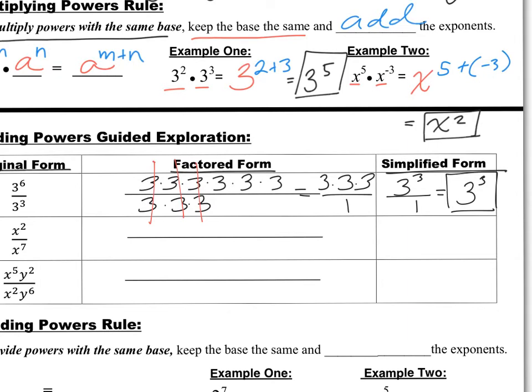In the next example, we're looking at x squared divided by x to the 7th power. So factoring that out, I get x times x. And then on the bottom, I have 7 x's. When I simplify what's in factored form, I'm left with 1, 2, 3, 4, 5 x's. But what's on the top? On the top we have 1. The 2 x's canceled out, and as our denominator we have 1, 2, 3, 4, 5 x's, so x to the 5th.